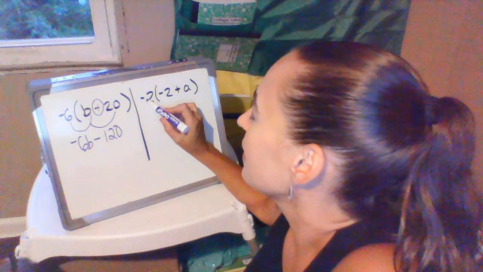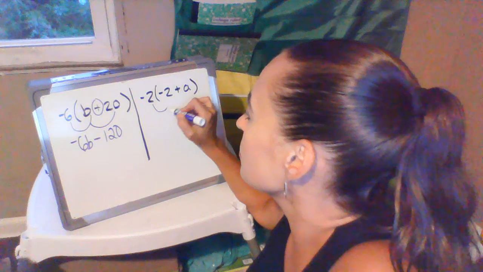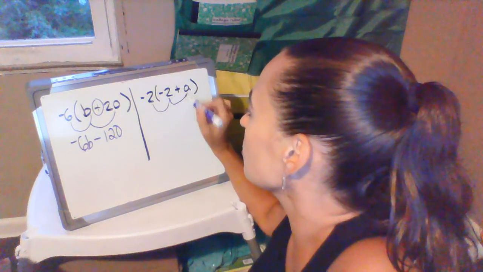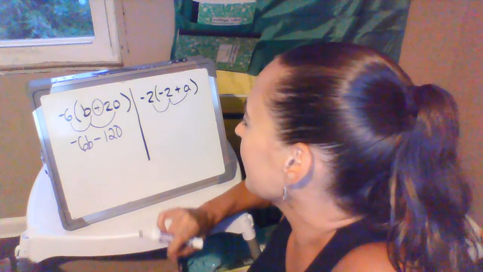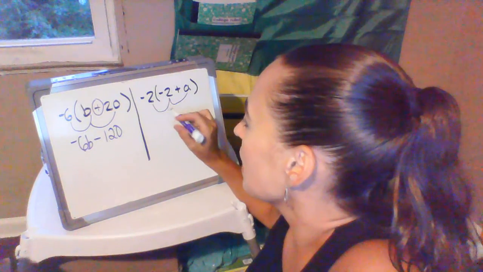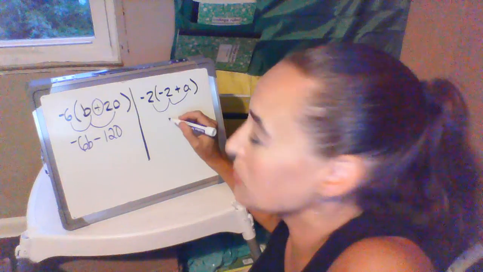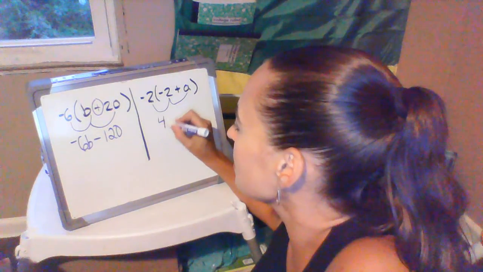Now this one, -2, I'm going to distribute to the -2, and I'm also going to distribute it to the a. Okay. So -2 times -2 gives me a negative times a negative gives me positive. So I have that positive 4.